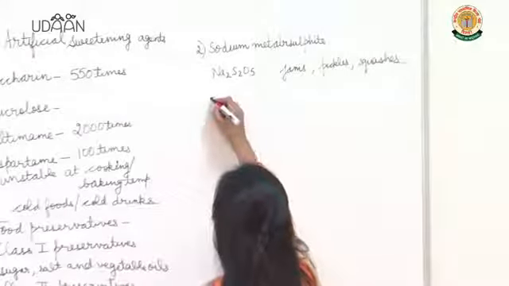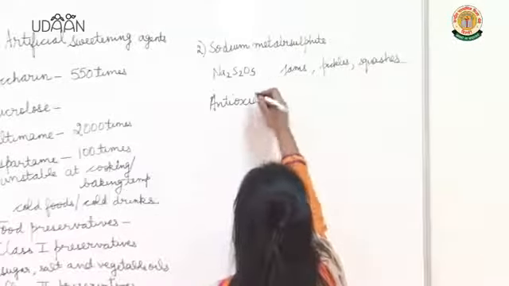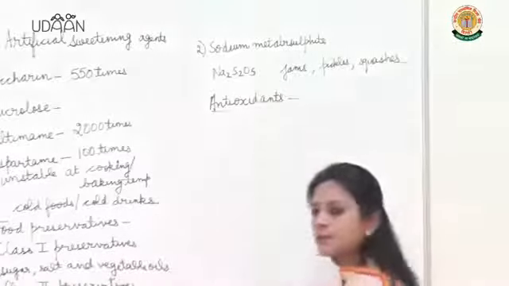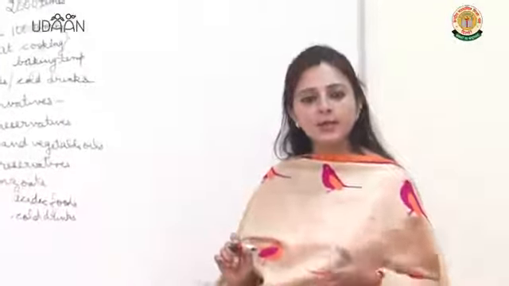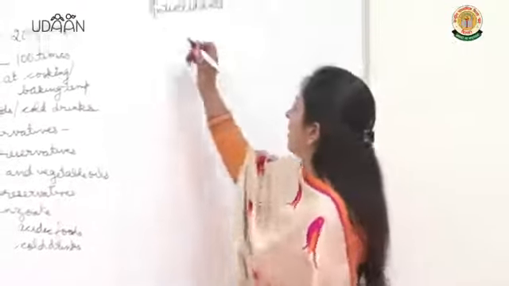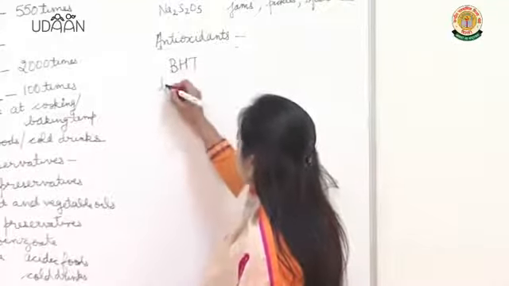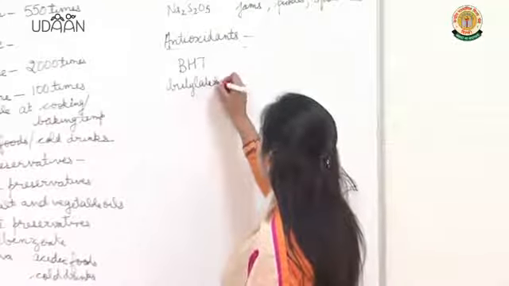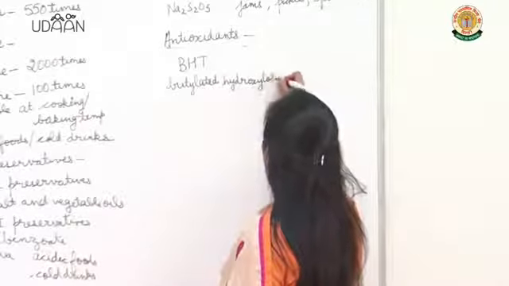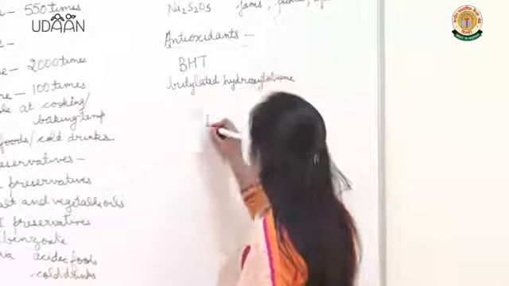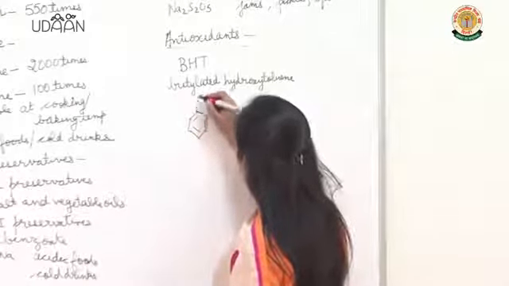Now let us talk about antioxidants. Antioxidants are the substances which are added to the food in order to prevent the oxidation of fats present in them. For example, we have BHT, that is butylated hydroxytoluene, and they are added to potato chips, biscuits and other breakfast cereals.